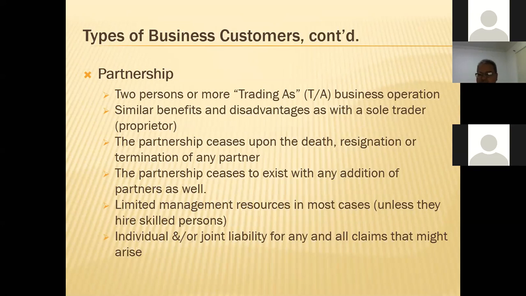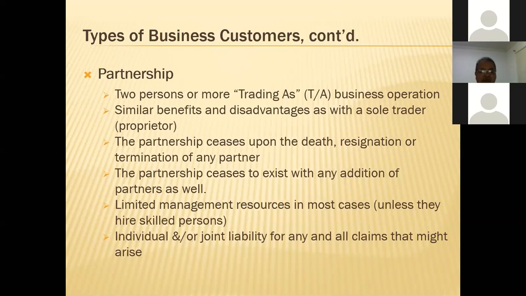One of the things I don't think I may have said with regard to the last point, where it says individual and or joint liability for any and all claims that might arise. You may have heard the term or the phrase jointly and severally liable. Okay, so severally, S-E-V-E-R-A-L-L-Y. You may have heard that term, that these parties are jointly and severally liable. What that means is that they can go after the individual, or they could come after both parties.